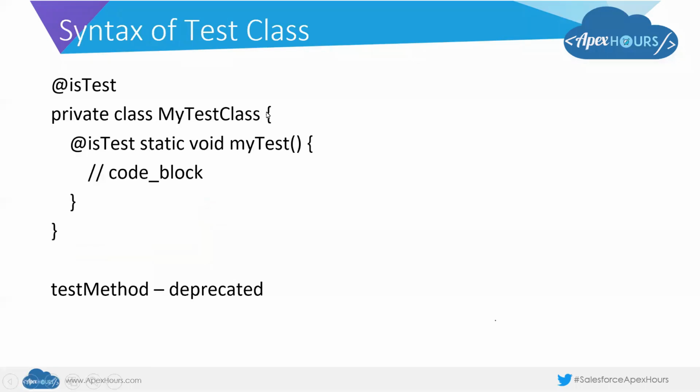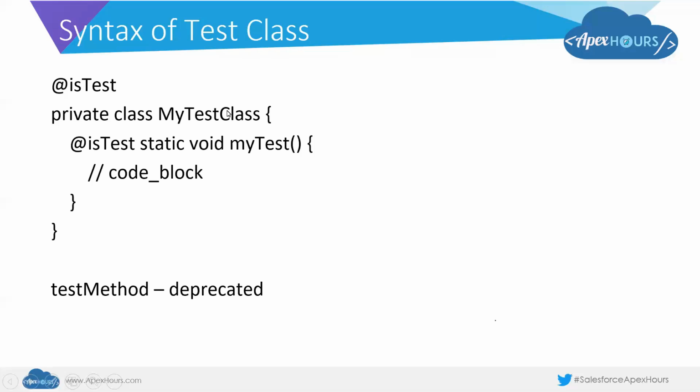So without any delay, here is a simple syntax of your test class. A test class is a simple class that you can develop from the developer console, some IDE like Visual Studio Code, or from the Salesforce object setup. To make your class work as a test class, you just need to put an annotation called @isTest. This will make your class work as a test class.